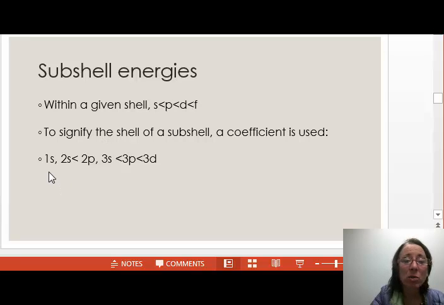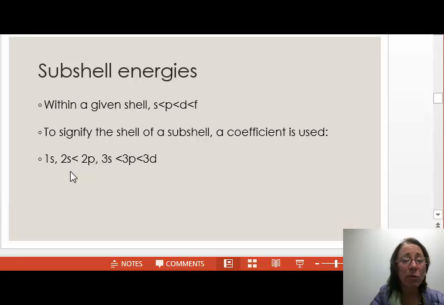When we refer to subshells in a given shell, we use a coefficient to signify the shell. For example, 1s means the s subshell in the first shell. 2s means the s subshell in the second shell. 3s means the s subshell in the third shell. 2p means the p subshell in the second shell, and 3p means the p subshell in the third shell.